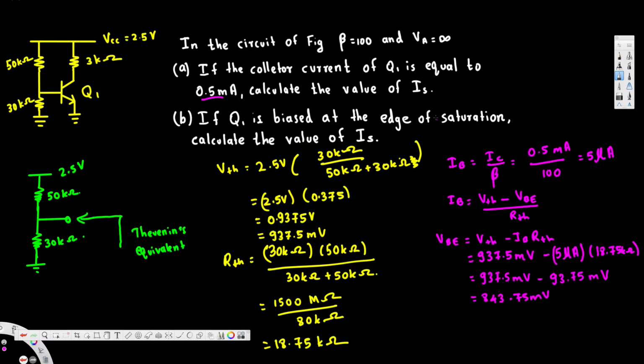Here the question is asking us to find out the IS. Now we have VB. VB is equivalent to VT ln of IC over IS. We are trying to find IS. IC is already there, that is 0.5, and VT is a constant value, that's 26 millivolts always, and VB we just found out, so we can solve for IS.